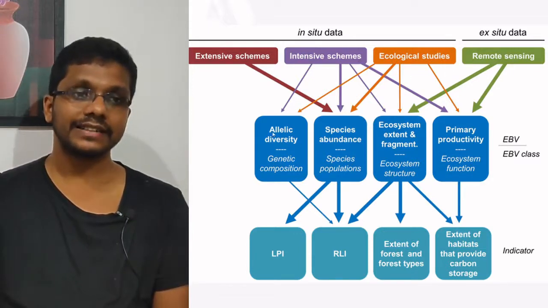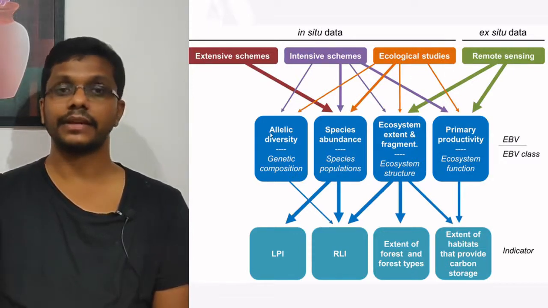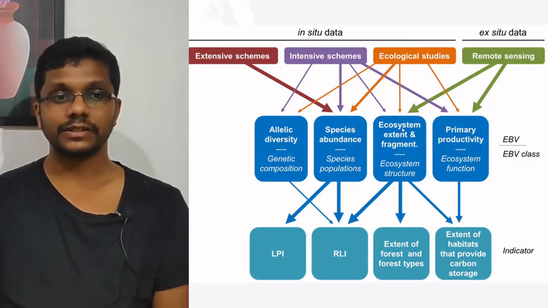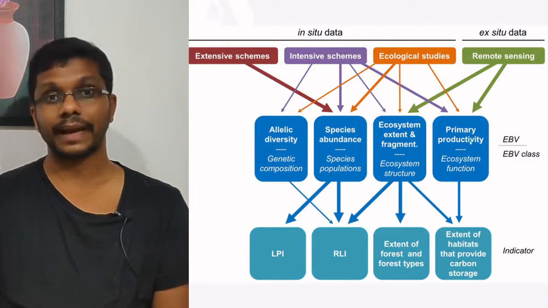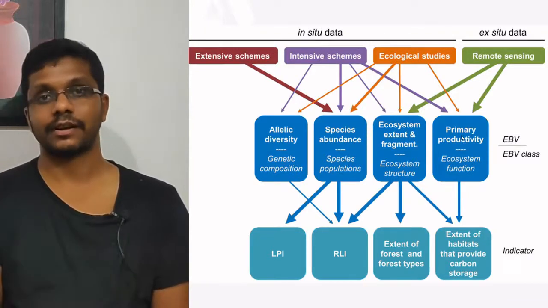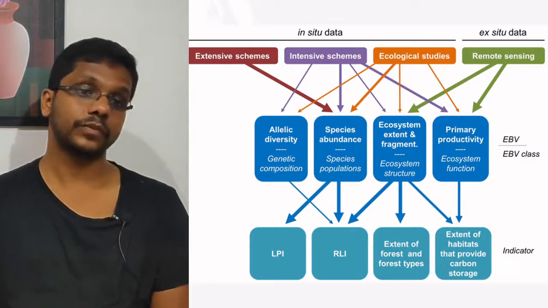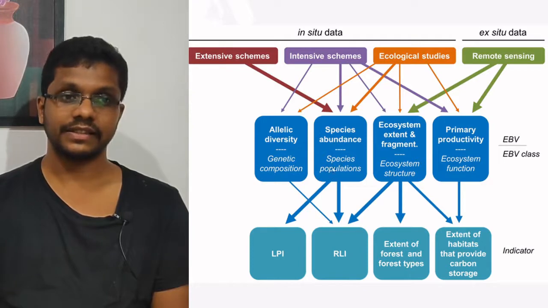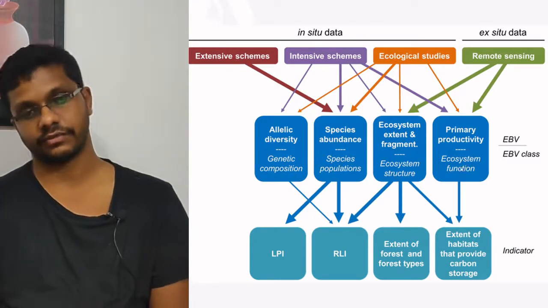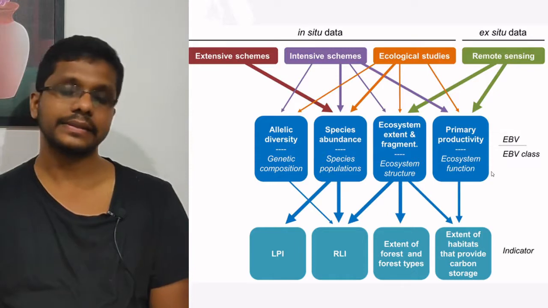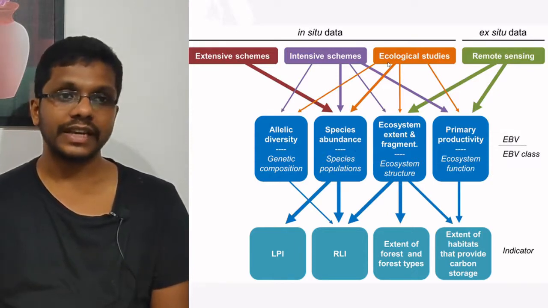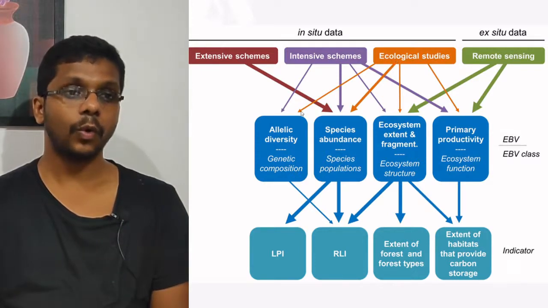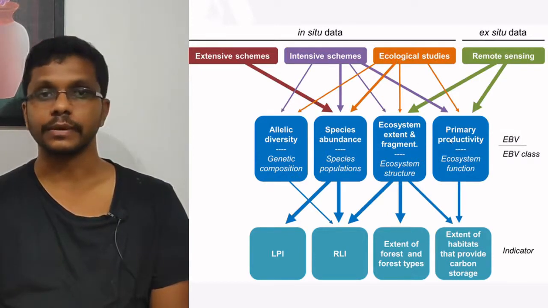From this, we can derive EBVs, essential biodiversity variables, in the form of allelic diversity, species diversity, ecosystem structure and function, and primary productivity. Primary productivity is basically an ecosystem service. So genetic composition is allelic diversity, then species diversity, ecosystem structure, and ecosystem function. These are the EBVs and EBV classes. So if you are doing an ecological study, it can give data for all the 4 different types of EBVs.